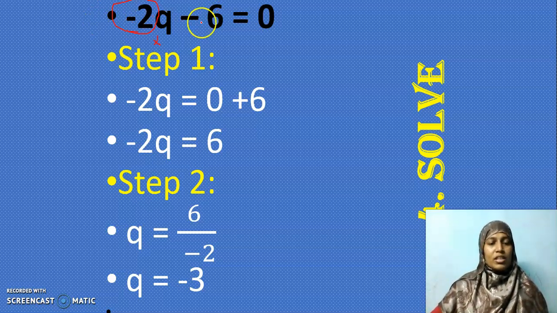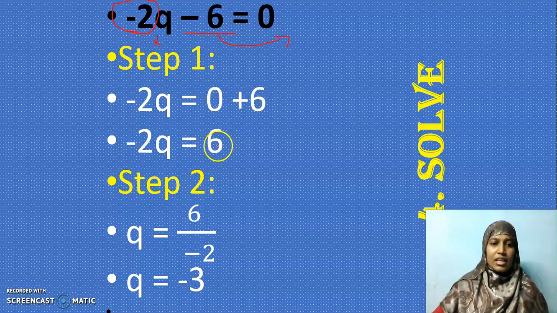Okay. Now what is the step 1? I have to transfer this minus 6 first. When it gets transferred, it comes as plus 6. See that here I have not changed the sign. Minus 2 is as it is, minus 2q equals 0 plus 6. Is it clear, my dear children? If I add 0 and 6, I get 6.